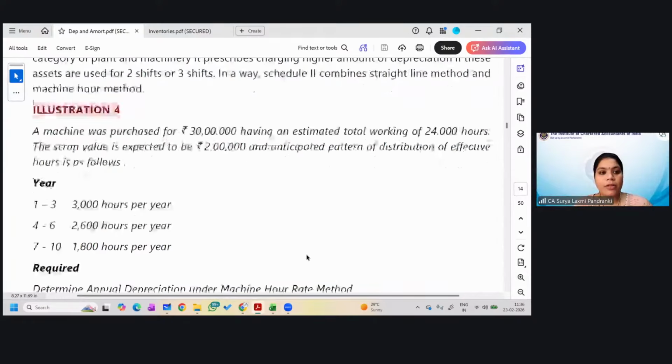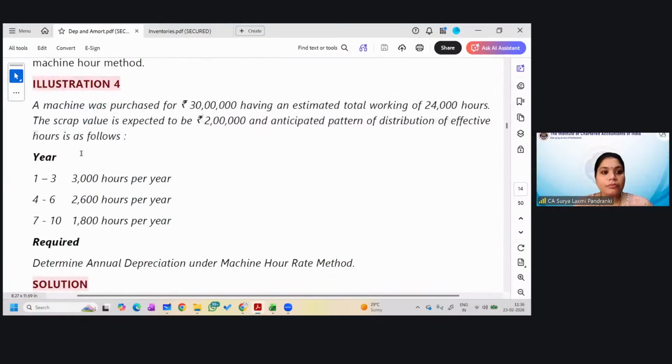Let us look at this question, illustration 4. The machine is purchased for 30 lakhs. Cost of the machine is 30 lakhs and it has an estimated working of 24,000 hours.